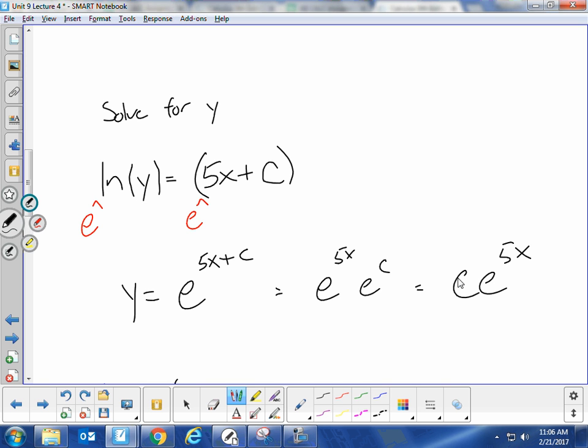Right? Same thing we were talking about earlier with Mr. Brissett. 2 times c, we could just write a c. Now we can say e to the c, just a c. Okay?